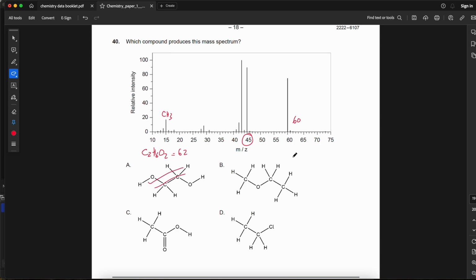A is not. B is C3H8O, 60, probably. For D, C2H5Cl, 64, it's not. This one, C2H4O2, 60. So between C and D. Now we go to CH3, 15. It has 15 here, it has 15 here. Okay, now let's check 45. 45, it's COOH. This is 45. Okay, so the answer is C. But what about this? This is 46. So the answer is C, not B.